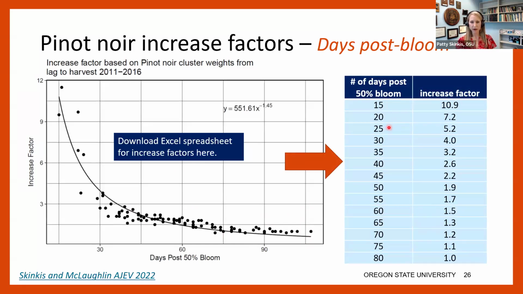So if you want to go out at 25 days post bloom and get your cluster weights, your increased factor is 5.2, for example. Or if you want to wait till you get to day 55, the increase factor is actually 1.7. Or day 50, it's 1.9. So that's how you would use this. And I'll show you a little bit more about this.